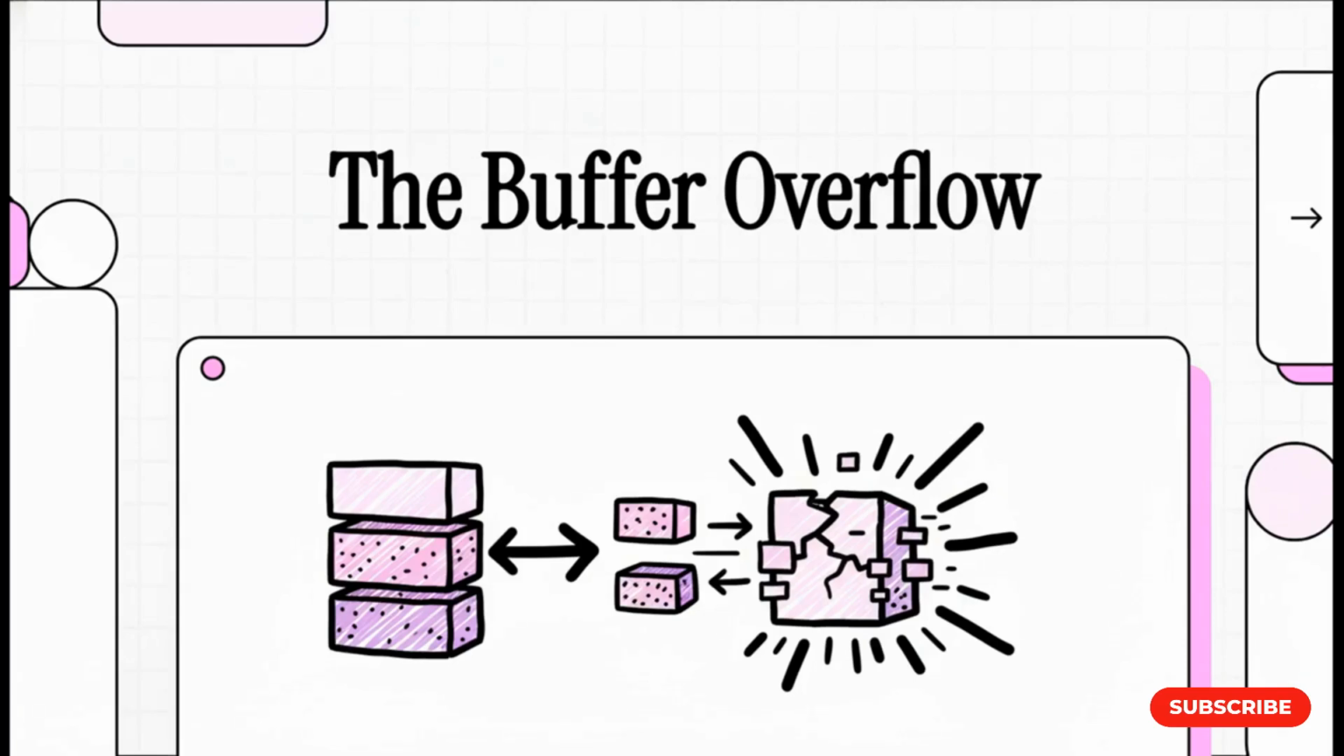So, what if I told you that one of the most devastating hacks in history, a trick that's been bringing down systems for decades, all starts with a super common coding mistake? Yeah, one that's surprisingly easy for anyone to make. This is the buffer overflow, and today we're going to tear it down and see exactly how it works.